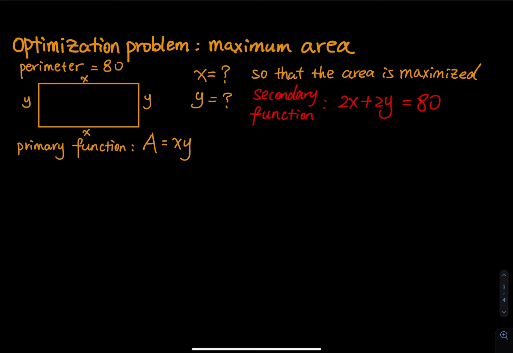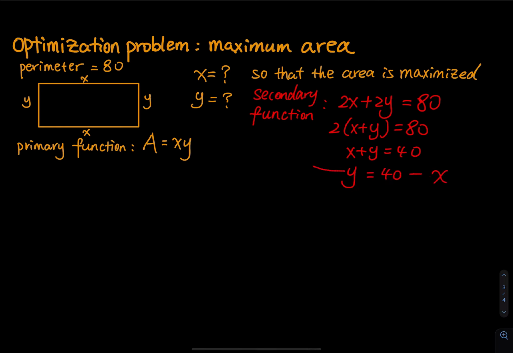Let's try to write y in terms of x. The way I do it is I factor out the 2, so that is equal to 80, and then I divide by 2 on both sides. So x plus y is equal to 40, and then y is equal to 40 minus x, and then I will substitute the secondary into the primary. After the substitution is done, the area function is in terms of one independent variable, which is x.